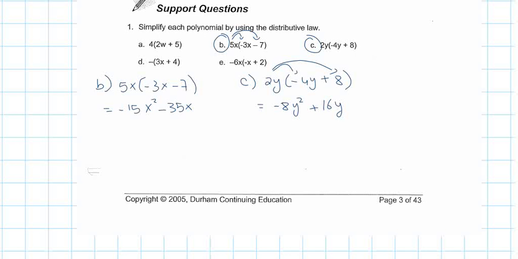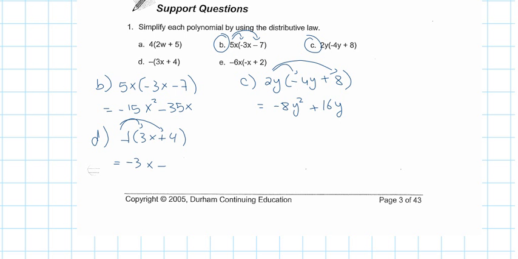So let's try d together. So for d, I have negative 3x plus 4. So that negative that's outside that bracket, that's actually a negative 1. Okay? So I can take that negative 1 and multiply it by each term inside the bracket. Okay? So what's negative 1 times 3x? And then what's negative 1 times 4?